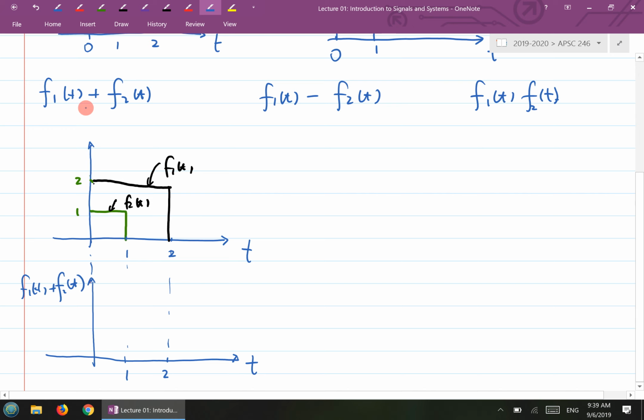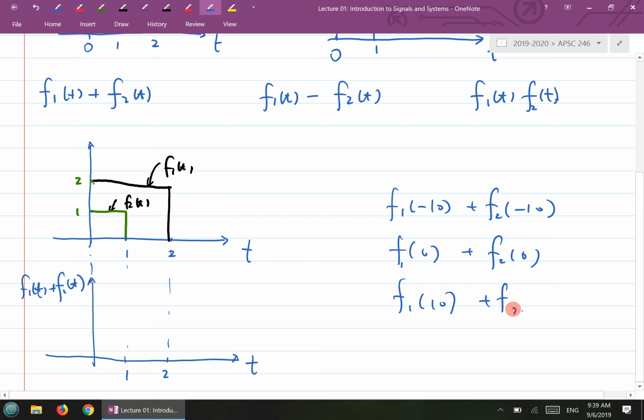How do we do that? When you add two functions together, basically you're adding at all of the t values. So let's say, for example, you're adding f1 of negative 10 plus f2 of negative 10, or f1 of 0 plus f2 of 0, or f1 of 10 plus f2 of 10. Basically you pick any t value, plug it into the function, then add them together. That's essentially what adding means.